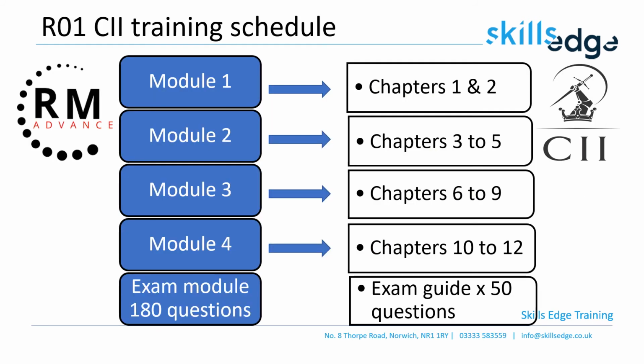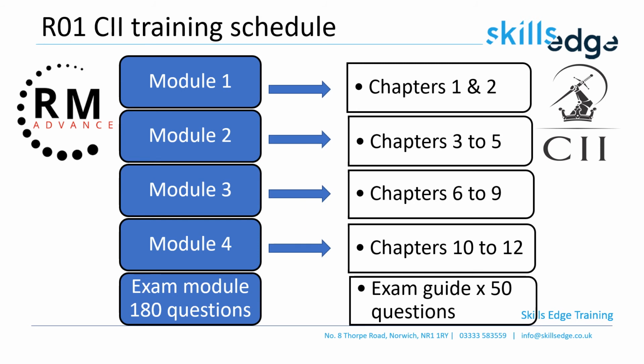Having both the CII study text and the Red Mill Advanced materials is great, but it can be a little confusing. Let me run through the interaction between the two, and I hope it helps with your studying. The Red Mill Advanced provides you with 4 modules and then a separate exam module.